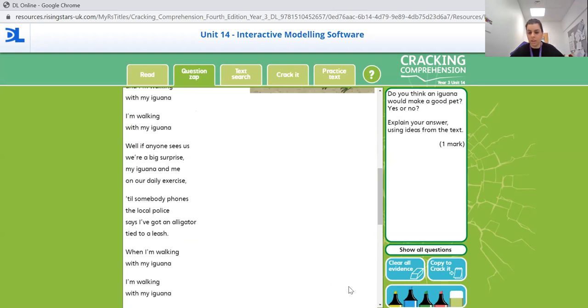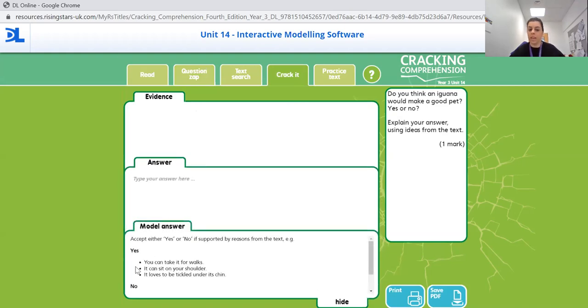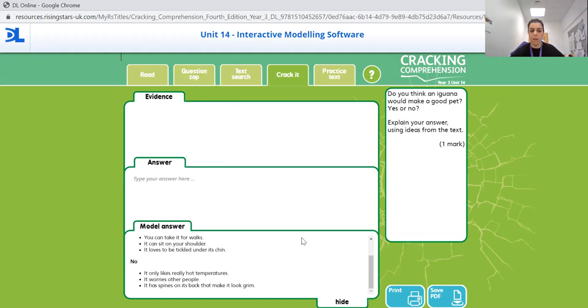So I'm going to show you on here some examples of answers. So they said yes, you could take it for walks, it could sit on your shoulder, and it loves to be tickled under its chin. So that's why it could be a good pet. If you said no, and you said it only likes really hot temperatures, or it worries other people, makes them call the police, or it has spines on its back that make it look grim, then that's also right. So it doesn't matter if you wrote yes or no.